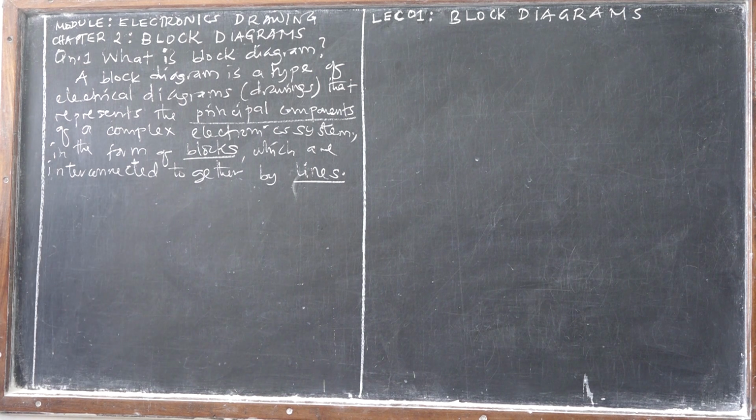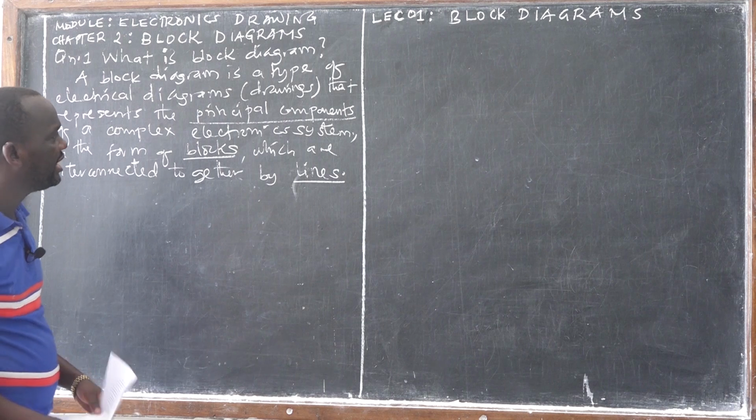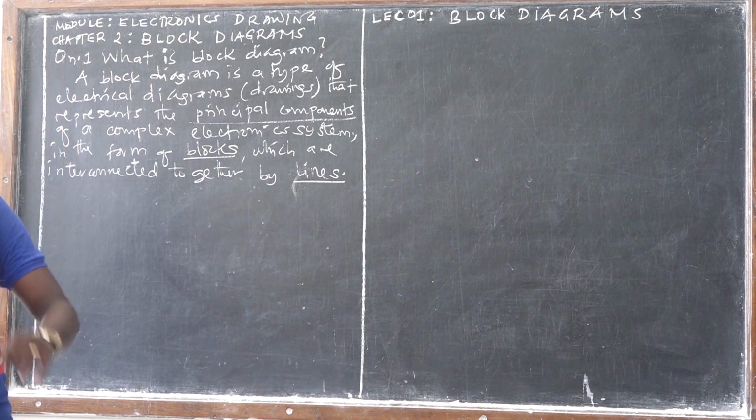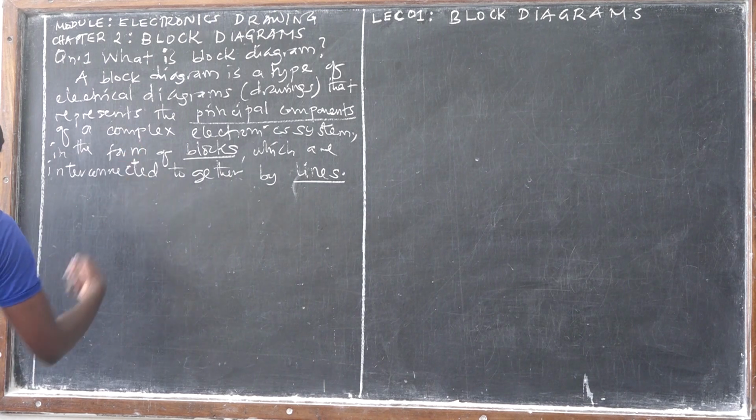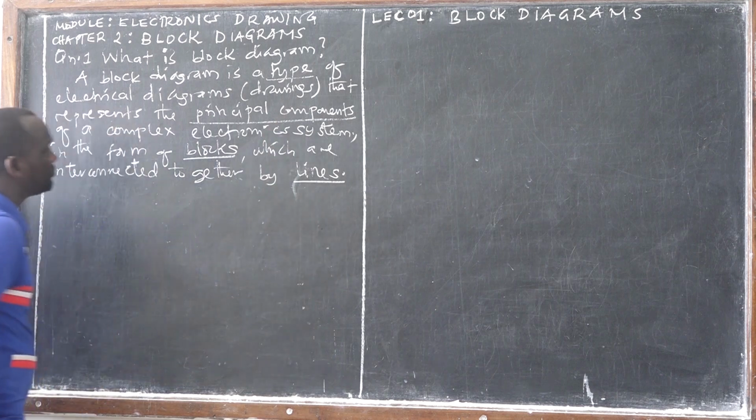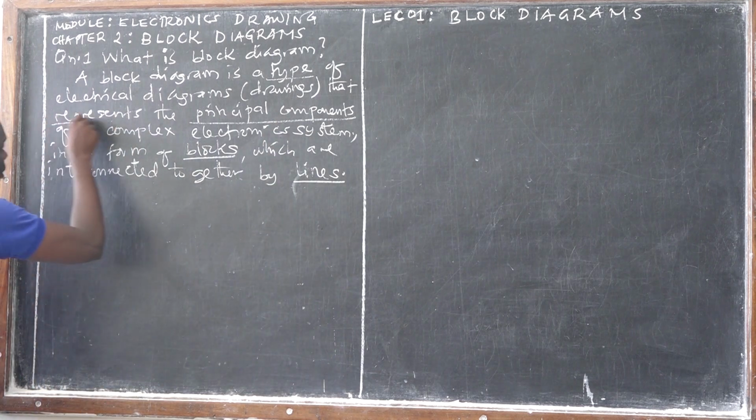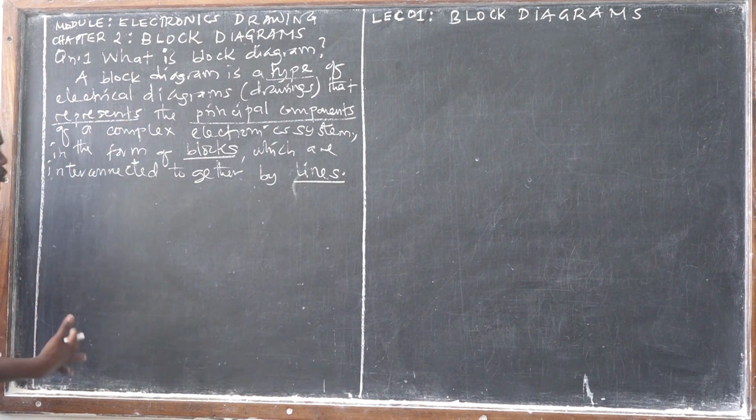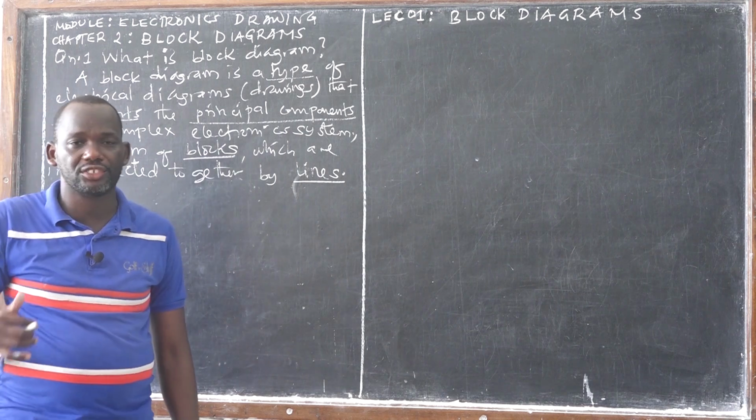So stop writing, because you have to reinforce understanding. Class, again say block diagram. So what is a block diagram? Well, a block diagram is a type of electrical diagram or electrical drawing that represents, what does it represent? The principal components. Say principal components.